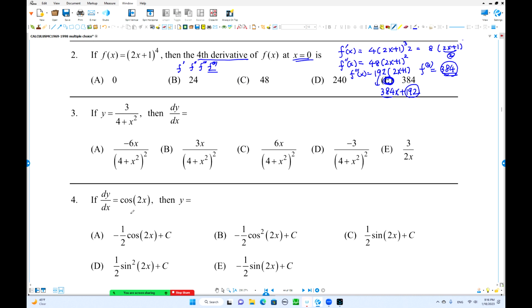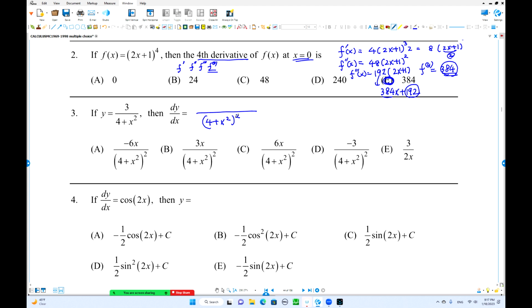The number 3, y equals 3 over 4 plus x squared. What is the derivative dy dx? Okay, maybe you can use the quotient rule. That is better. So dy dx is the denominator squared, right? 4 plus x squared, and squared. Now, what about the numerator?